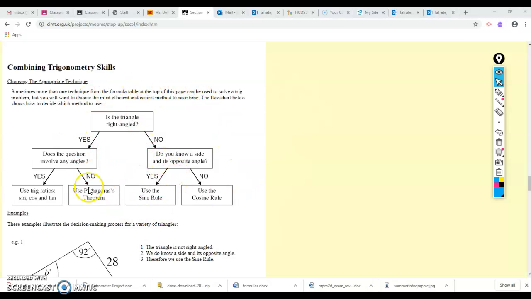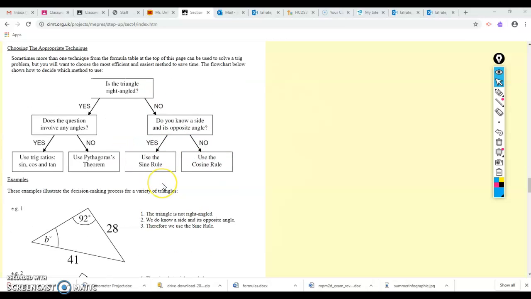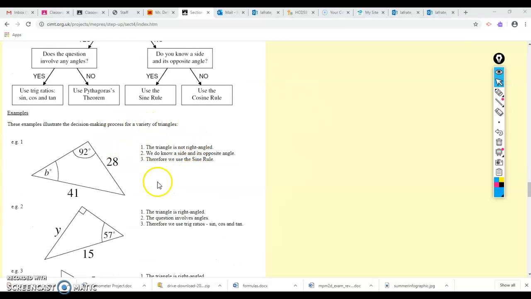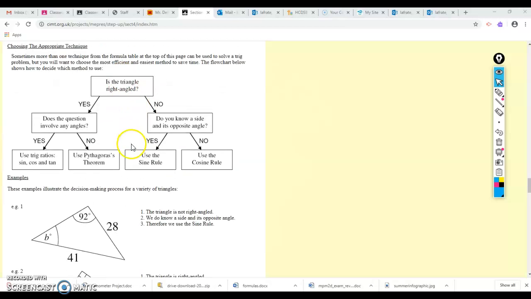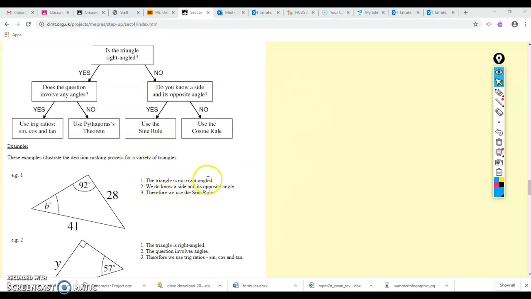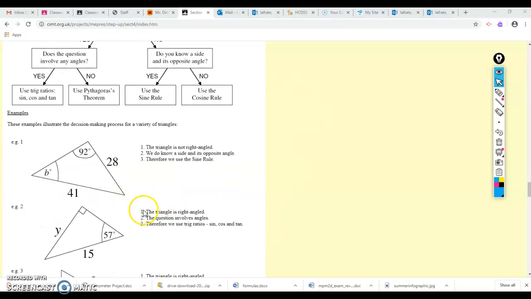I would recommend transcribing this flowchart into your notes along with some examples that you might add to the flowchart as well. And then you can see some more practice problems using this flowchart here. So for example, is the triangle a right angle triangle? It's not. So here we do not have a right angle triangle, so we're going this way. What do we know? Well, we know two sides, and we know an angle that's opposite to that side. So that means that we can use the sine rule. So we just use the flowchart to figure out that we're going to use the sine rule to try to figure out maybe angle B over here.